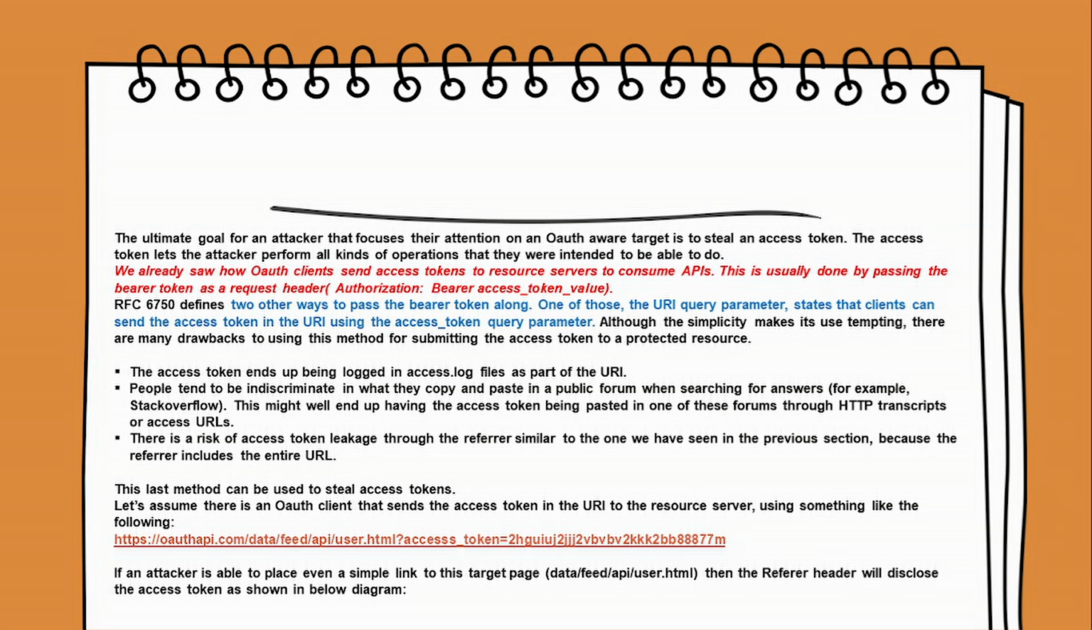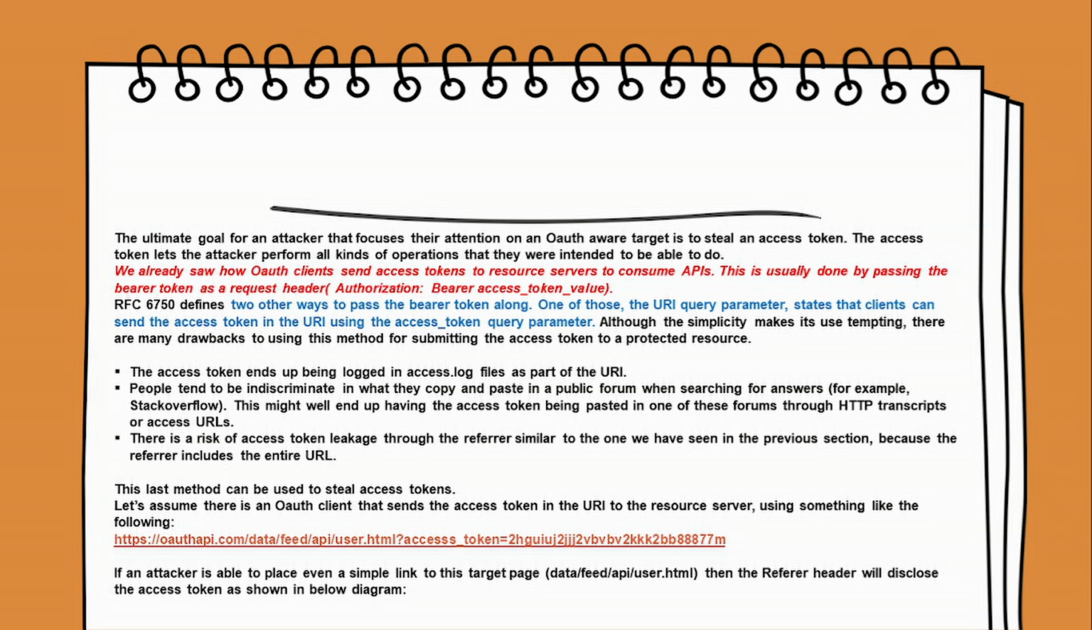Although the simplicity makes it tempting, there are many drawbacks to using this method for submitting the access token to a protected resource. In this case, the access token ends up being logged in access.log files as part of the URI. People tend to be indiscriminate in what they copy and paste in a public forum when searching for answers. And that is a risk, right? Like Stack Overflow. Maybe you just put that and your token is leaked there also.